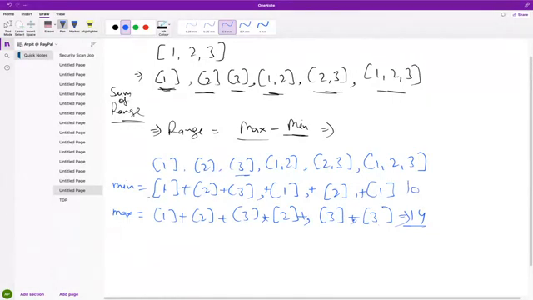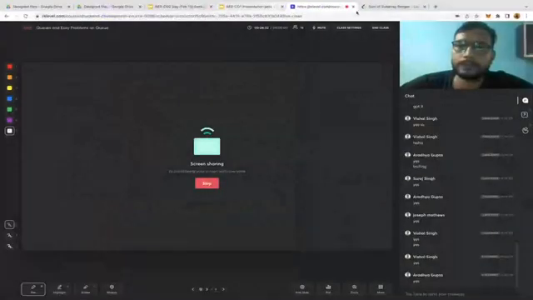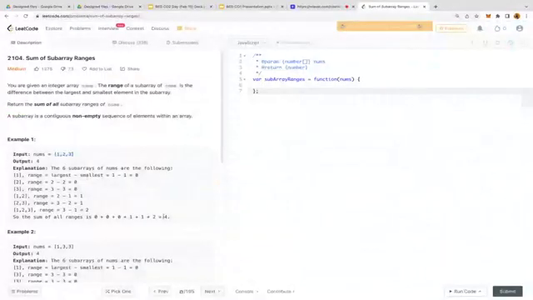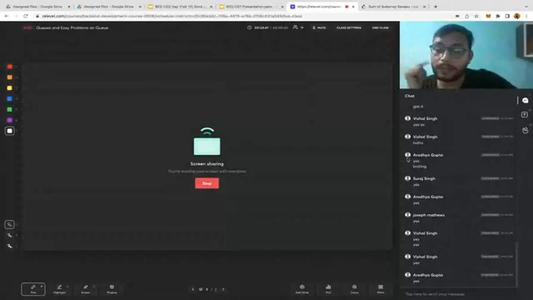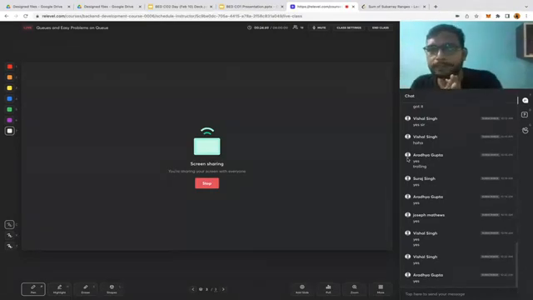Now what do we need to do to find the range? Max minus min: 14 minus 10, and our answer is 4, guys. You can see that our answer is 4. So what do we need to do? In the last question, sum of subarray minimums, from all the subarrays we found the minimums only, and then we added them. Correct?